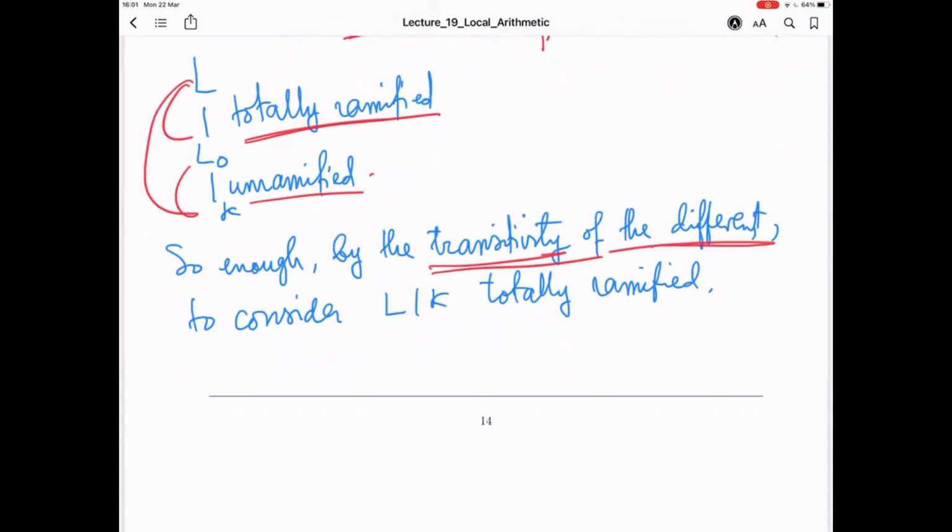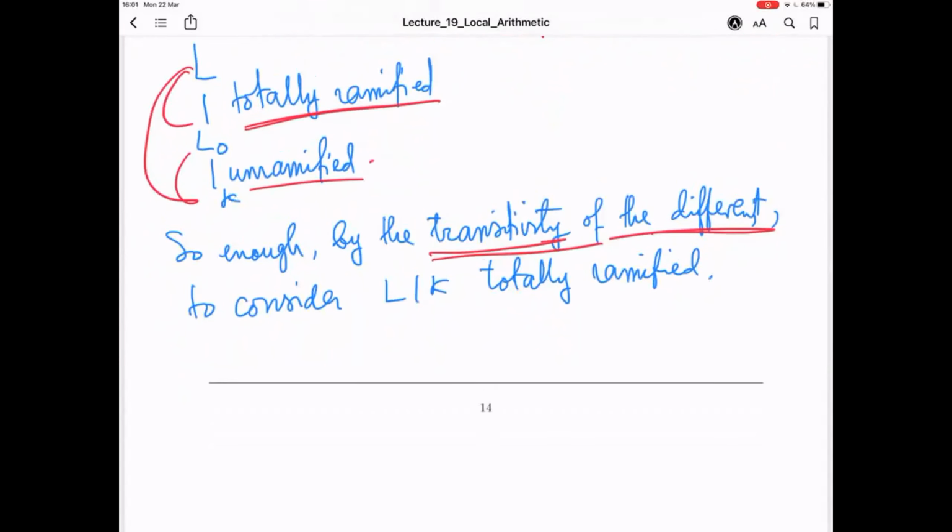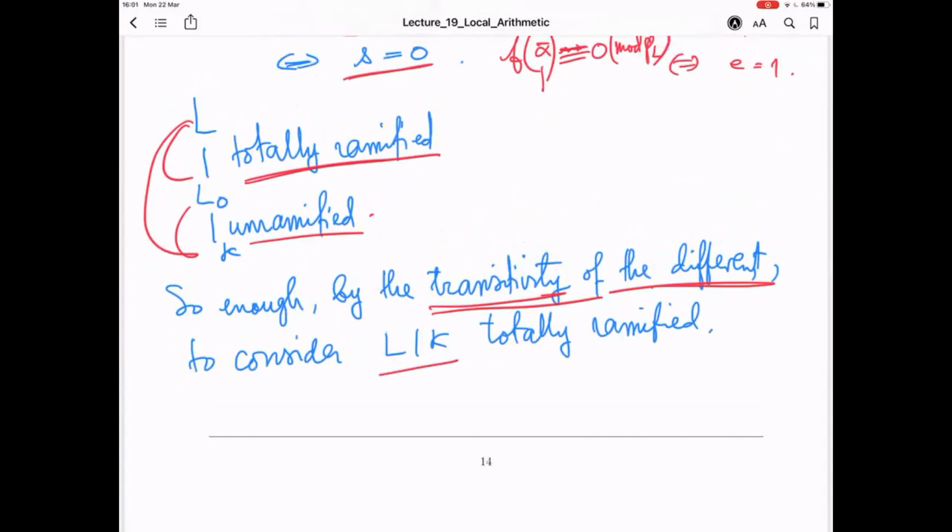Okay, so because of this transitivity formula, if we know something about this and something about this, then whatever we need to know about this, it is enough to consider the unramified case, which we have already done. And now we have to look at what happens when you have a totally ramified extension, right? Every extension L over K of p-adic fields can be split uniquely as an unramified extension followed by a totally ramified extension. So let's see what happens when L over K is totally ramified.